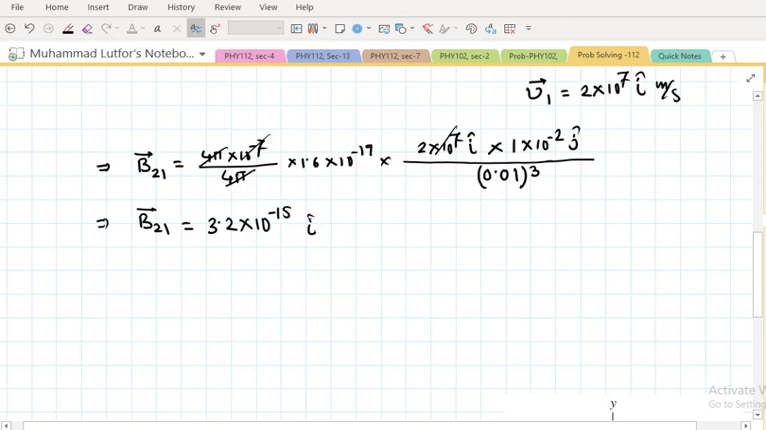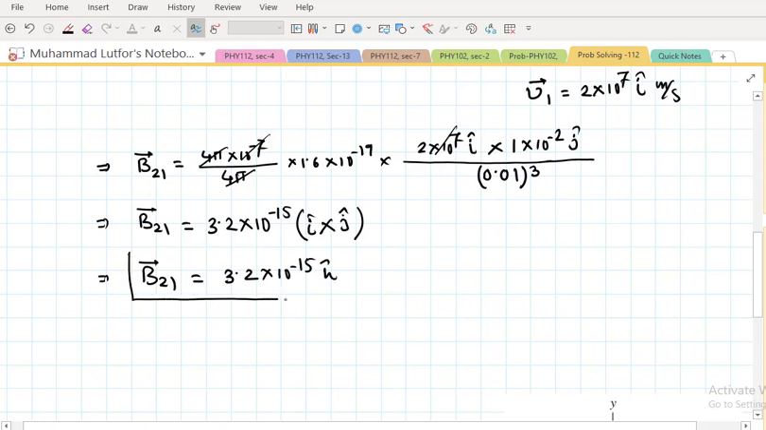into i hat cross j hat, right? And you can find out that this one, i cross j, is going to be plus k. You can use that trigonometric identity. Basically it is going to be 3.2 into 10 to the power minus 15 k hat. This is actually the magnetic field at the location of proton 2 created by proton 1.